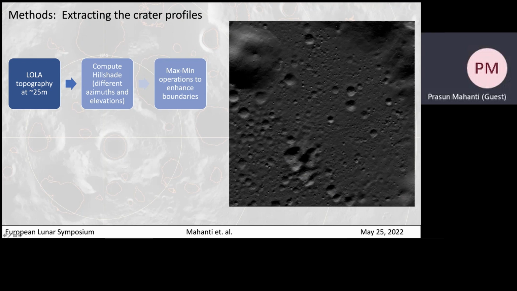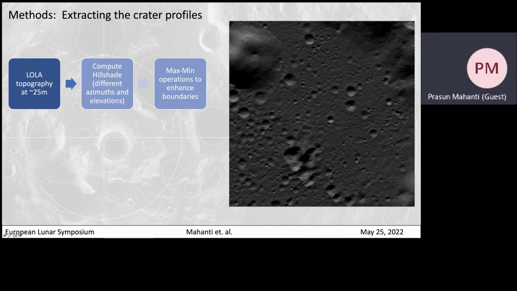Okay, so what did we do? For the methods part, we used the LOLA topography because these are PSRs, so we do not have images and stereo. We used the 25-meter LOLA topography, computed the hillshade, and then stacked them all together, one on top of the other. Using a max-min operation to enhance the boundaries, we get an image like this, which we then use to identify these craters.